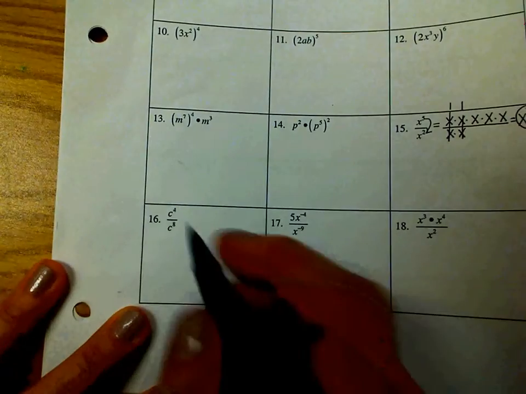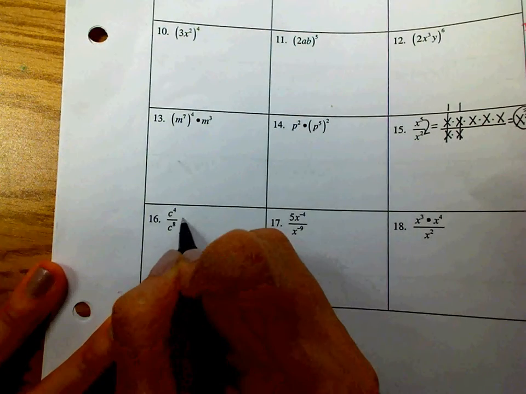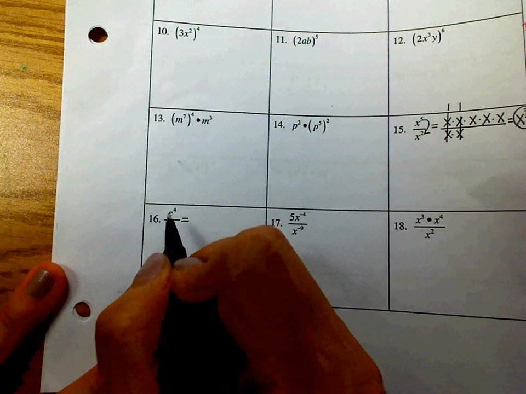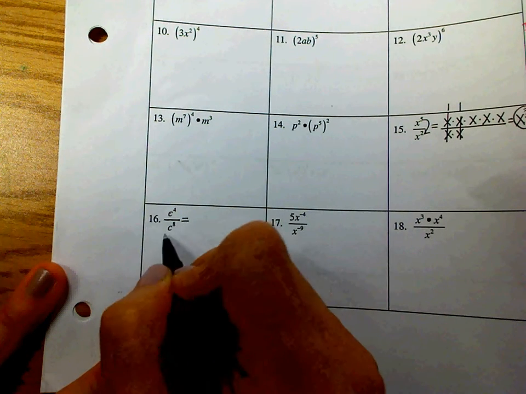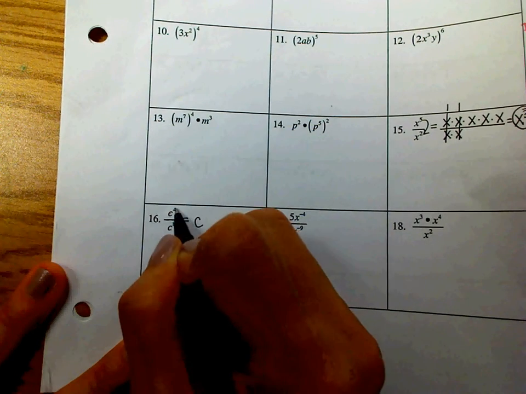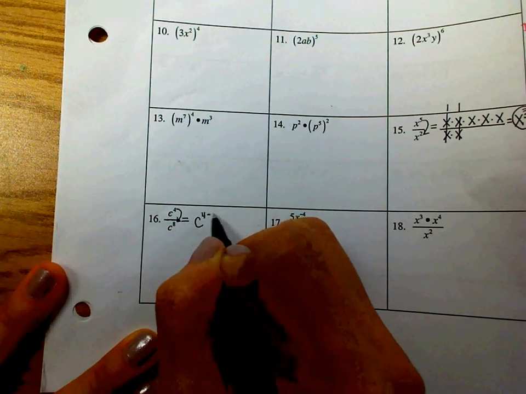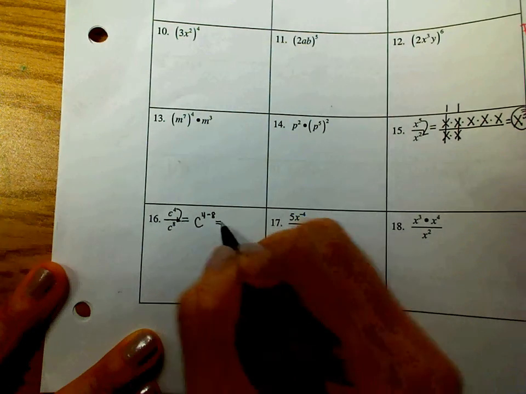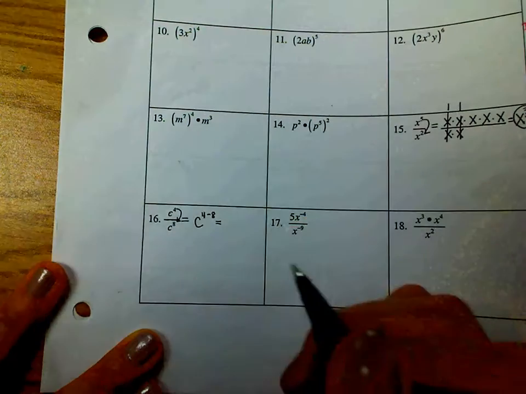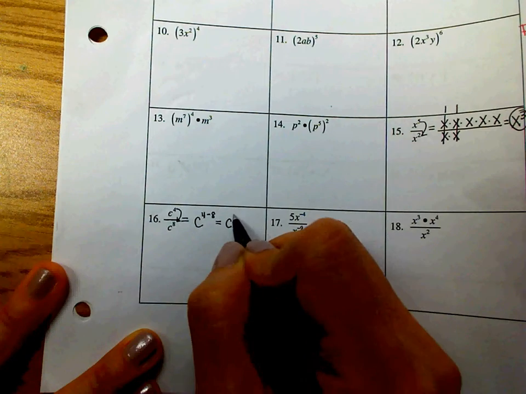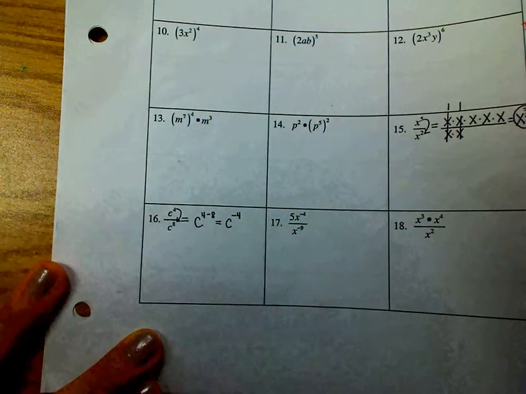Number 16, okay, so if we apply the same logic here, when you're dividing the same bases, so you have c to the 4th divided by c to the 8th, the shortcut version is to say, okay, well, 4 minus 8, the top exponent minus the bottom exponent. Well, 4 minus 8, if you were to double check that in your calculator, 4 minus 8 is negative 4. So you've got c to the negative 4th power.